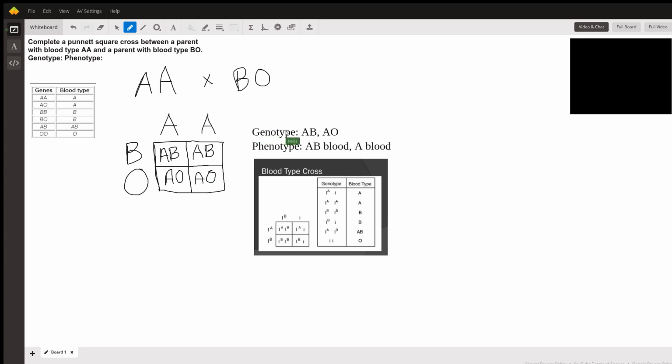So the resulting genotype is going to be AB and AO. 50% AB, 50% AO. The phenotype is going to be AB blood, as we can see here. If you have a genotype AB, you're going to have a blood type AB. And for AO, you're going to end up with a blood type A. So the genotypes are going to be AB and AO, and the phenotypes are going to be AB blood and A blood.